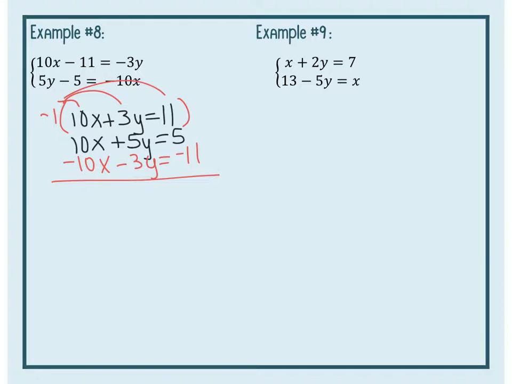Okay. Now add up the equations going straight down. The x's eliminate themselves. Now I have 5 minus 3, I have 2y equals negative 6. Divide by 2. y equals negative 3.